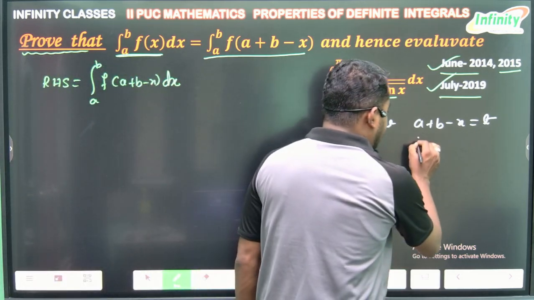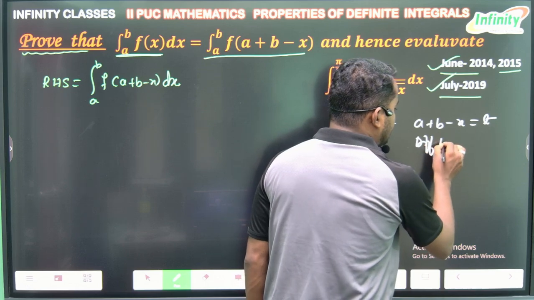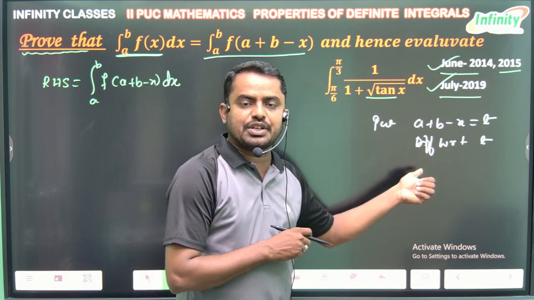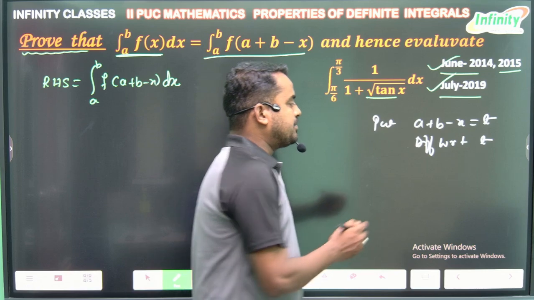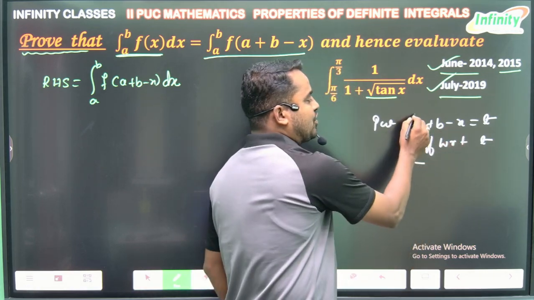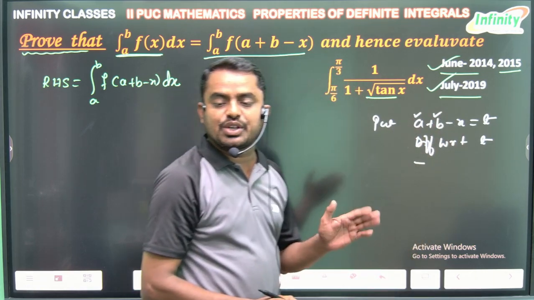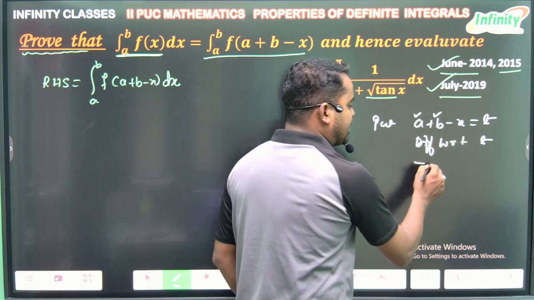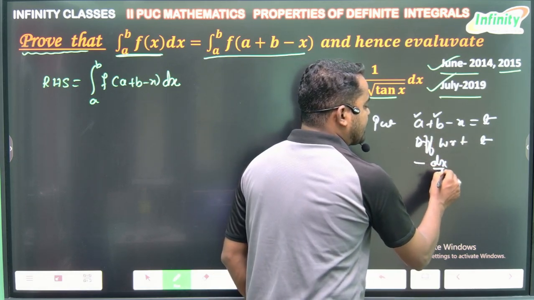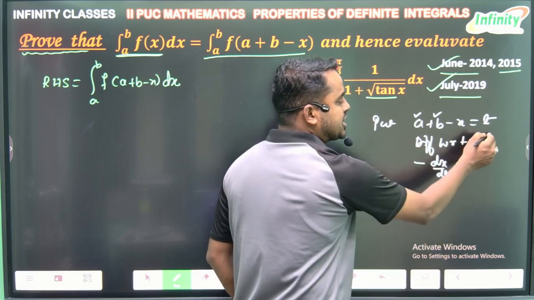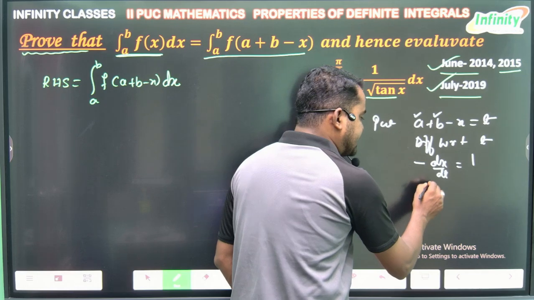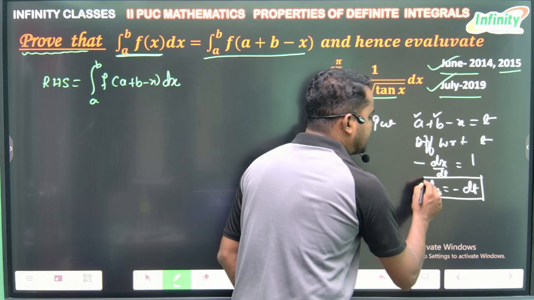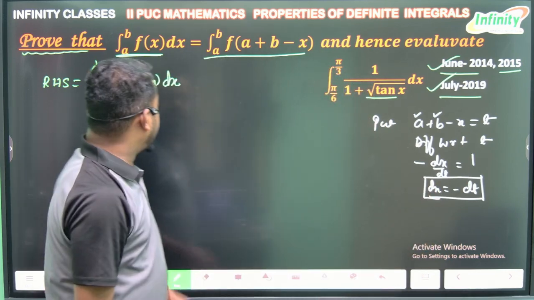Then differentiate with respect to t. Derivative of a will be what? 0, and derivative of b is also 0. Then minus sign as it is. 0 plus 0 is what? 0. Leave that one. Derivative of x with respect to t is dx by dt. Derivative of t with respect to t is what? 1. Now solve for dx. dx is equal to what? Minus dt. Now change the limits.